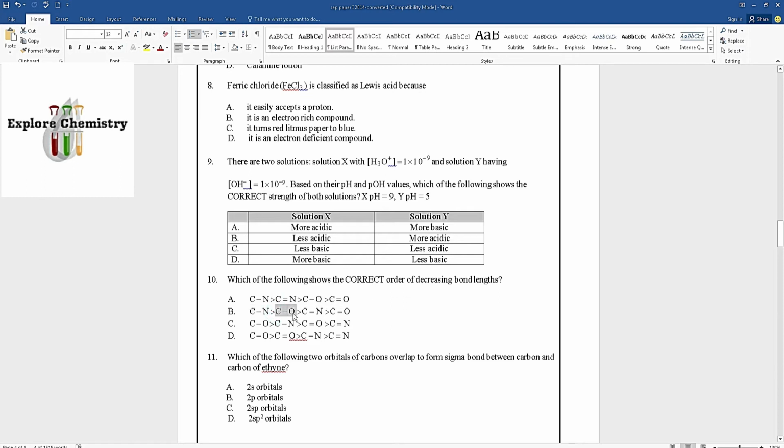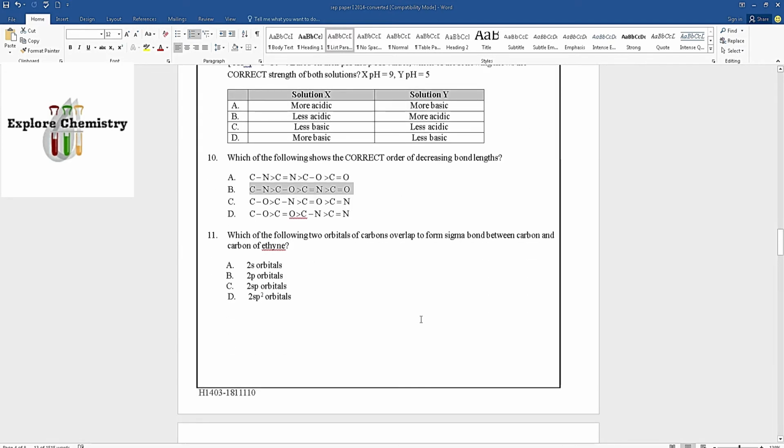But over here, the electronegativity difference is high. Carbon is from 4A, oxygen is from 6A. So here bond length will be higher as compared to this compound. Here bond length will be low because the electronegativity difference is high. Bond length is inversely proportional to electronegativity difference. More electronegativity difference, less bond length. So option B is the correct answer over here. Carbon-nitrogen bond length is greater than carbon-oxygen, which is greater than carbon-nitrogen double bond, which is greater than carbon-oxygen double bond. So option B is the correct answer.